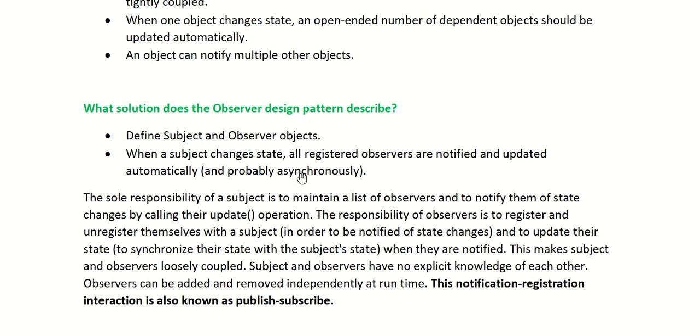This makes subject and observers loosely coupled. Subjects and observers have no explicit knowledge of each other. Observers can be added and removed independently at runtime. Okay, understand this. There is no dependency, there are no hard coded references. They can be added and removed independently at runtime. This notification registration interaction is also known as the publish subscribe model of events.